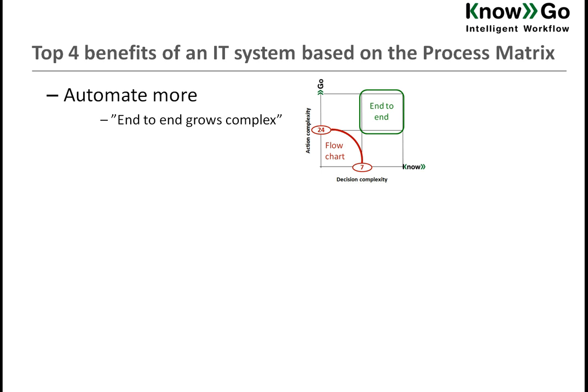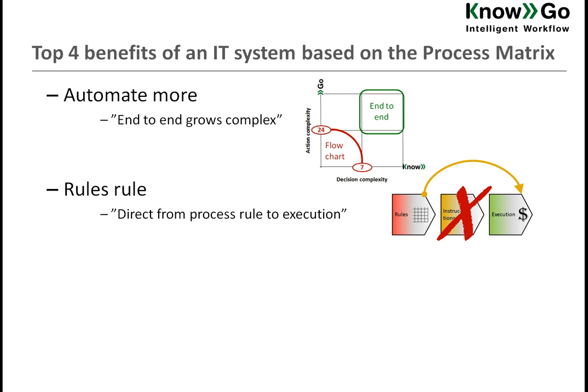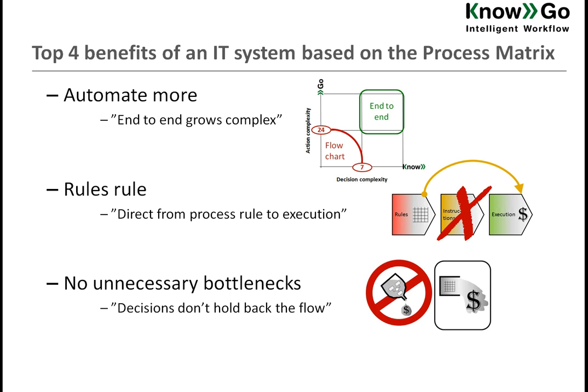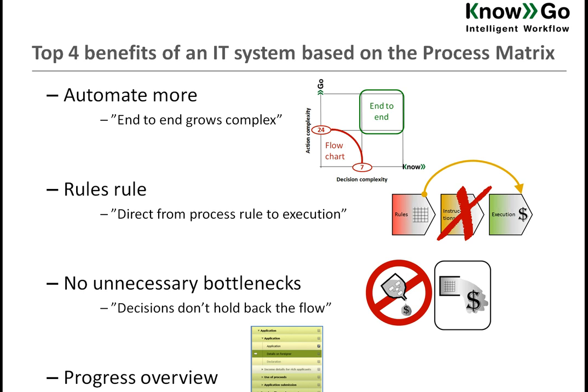Now, the four benefits are to automate more, which I have explained in a previous video. Secondly, that rules rule, which is the topic of this one: the fact that we can specify rules so that we can generate the execution directly from the rules without the costly instruction coding. Thirdly, that we don't introduce unnecessary bottlenecks that are not specified by the business logic. And fourth, that we provide a better progress overview to everyone. But for now, let's focus on the fact that rules rule.